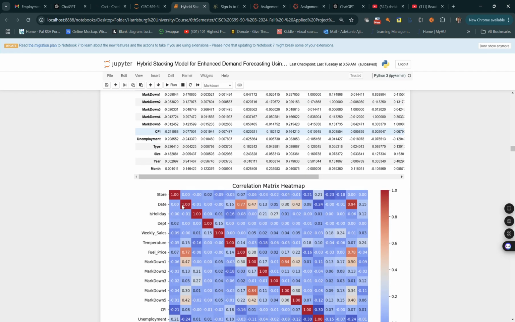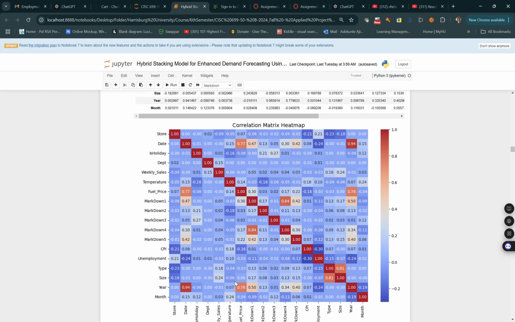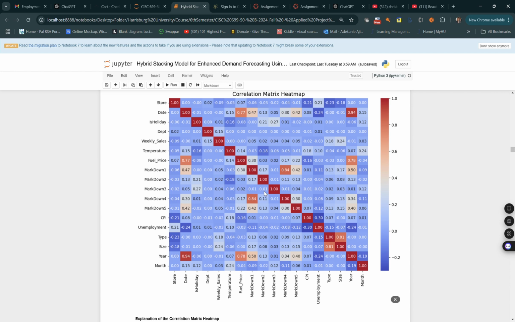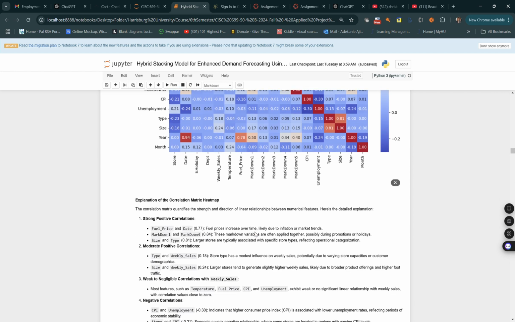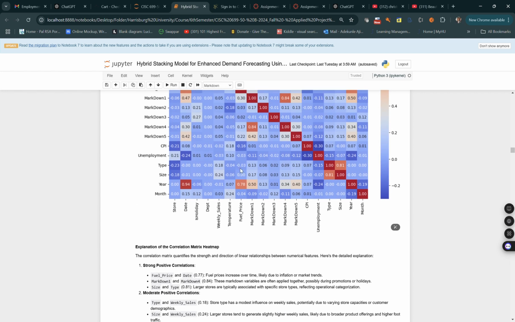We did the correlation, and discovered that they actually fit perfectly well, except for some outliers, which is the 0.7 for the fuel price. Then we have 0.78 for the fuel price, and we have 0.84 for the markdowns. That's promotional sales, markdown 1 to markdown 4. That's the correlation. So we discovered a strong positive correlation between the fuel price and date, that's 0.77, which was stated above, and between markdown 1 and markdown 4, 0.84, which was also shown above.